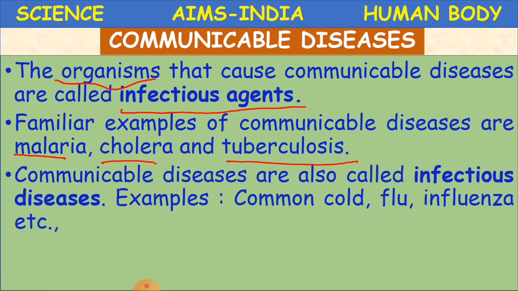As we said, what are those infectious agents, children? Before I said, maybe an infected person, maybe an animal, or a source in the environment, like air, food, or water. Through such agents, we will be getting these types of diseases. Communicable diseases are also called infectious diseases. They have another name also, infectious diseases.